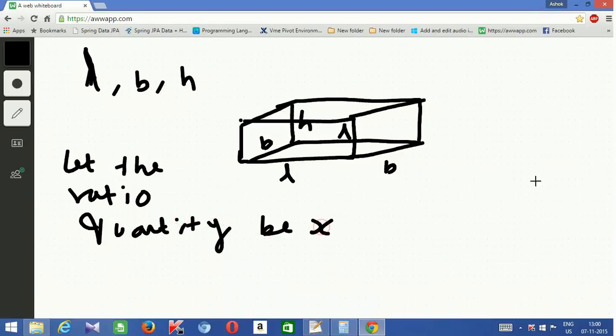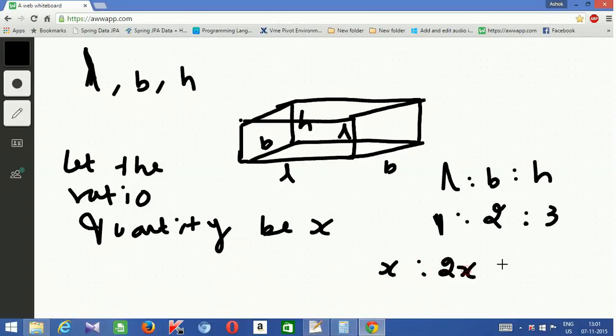So length to breadth to height is given as 1:2:3. Let the length be x, breadth be 2x and height be 3x. What is the meaning of 1:2:3? The length can be 1 centimeter, breadth 2 centimeters, height 3 centimeters. Or length can be 2 centimeters, then breadth will be 4 and height will be 6. If length is 3, breadth will be 6, height will be 9. So it varies accordingly. You need to find what that exact quantity is.